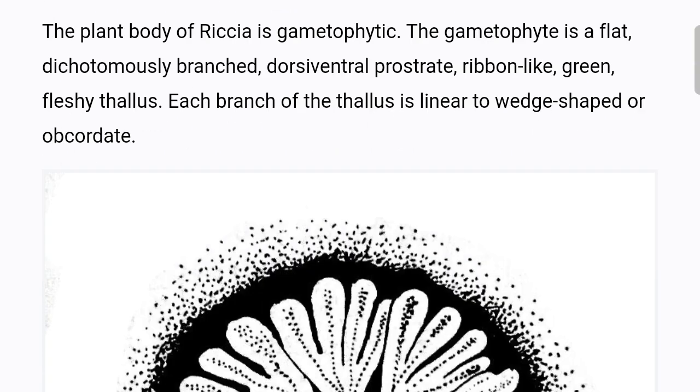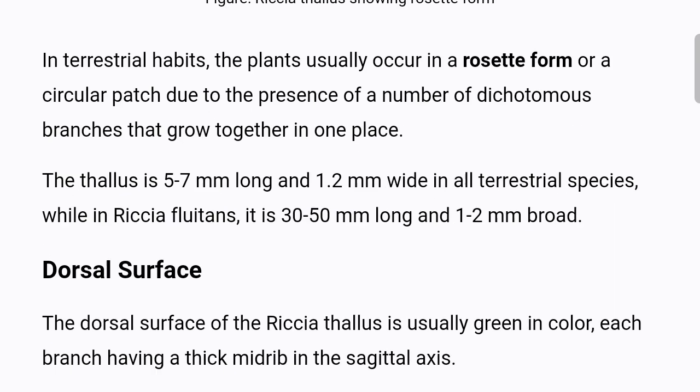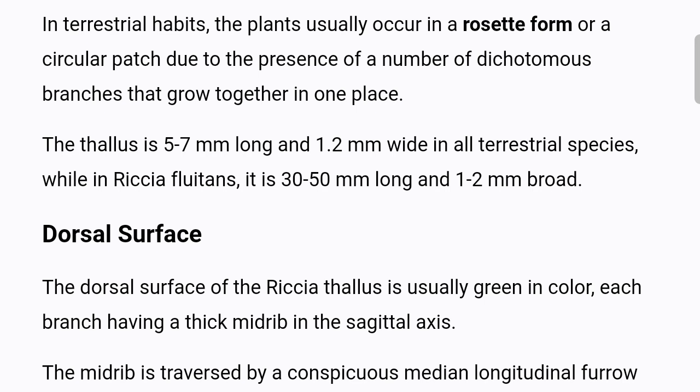In terrestrial habitats, the plants usually occur in a rosette form or a circular patch due to the presence of a number of dichotomous branches that grow together in one place. The thallus is 5 to 7 mm long and 1.2 mm wide in all terrestrial species, while in Riccia fluitans, it is 30 to 50 mm long and 1 to 2 mm broad.